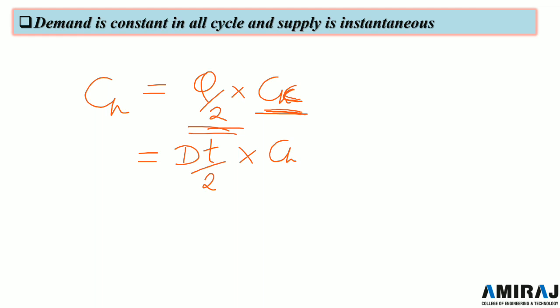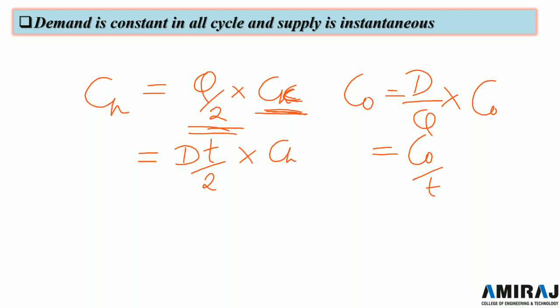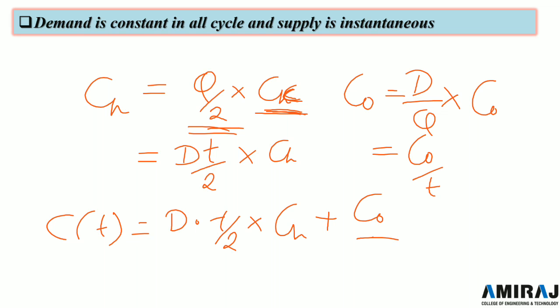Now considering the order cost is constant due to placing of an order, the ordering cost will be equal to CO by T. So the average total cost per unit time, that is C of T, is equal to D into T by 2 into CH plus CO by T. This will be minimum if the first differentiation is 0 and the second differentiation is positive.